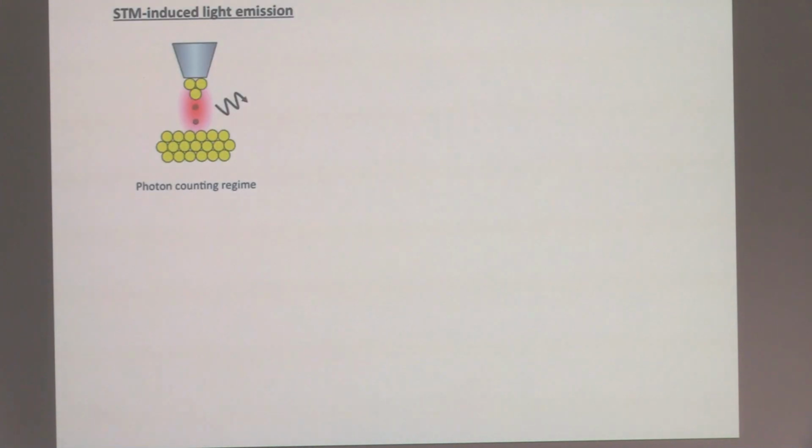To do that, as I said, we want to use a scanning tunneling microscope. You have here a sketch of the junction of an STM tip and a gold electrode, so this is a gold-gold junction. The first thing to realize is that we are in what we call a photon counting regime. We have some photons, but the amount of light is very low.